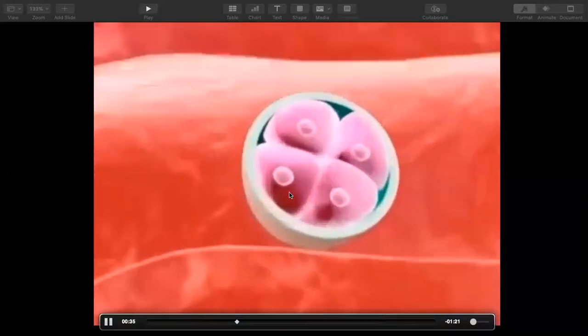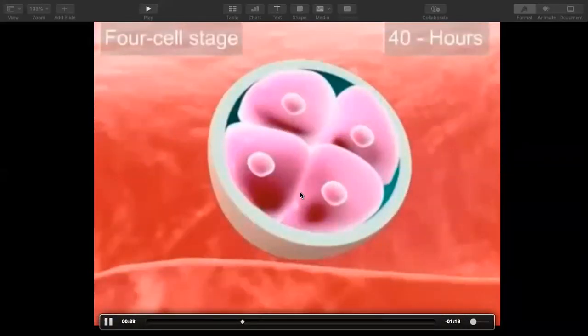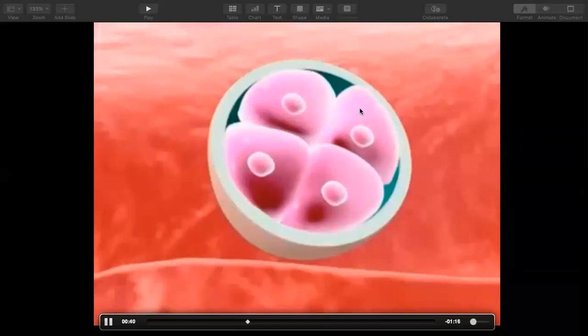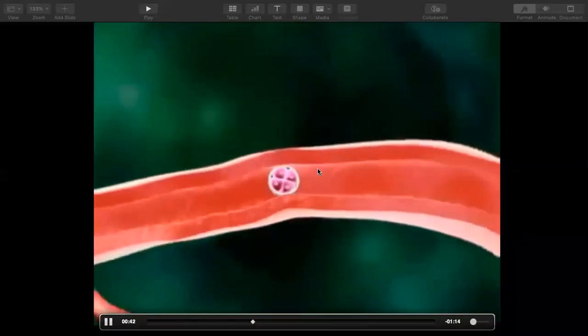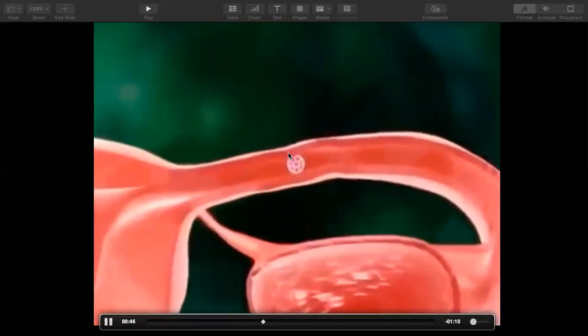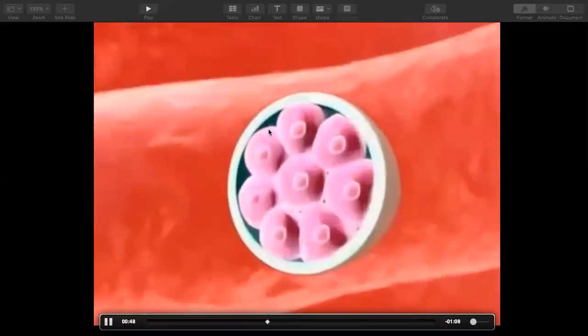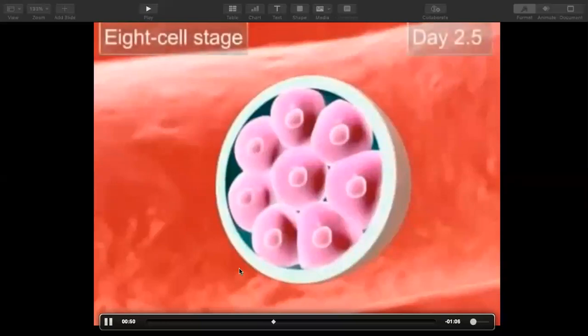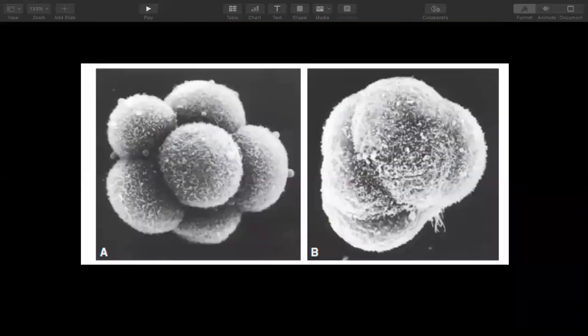Again a 2 cell stage. Now the 2 cell becomes 3 cell, and 3 cell becomes 4 cell within 40 hours post fertilization. All these cells are dividing and accumulating inside the zona pellucida. You can see that zona pellucida is still intact. Now this is the stage.